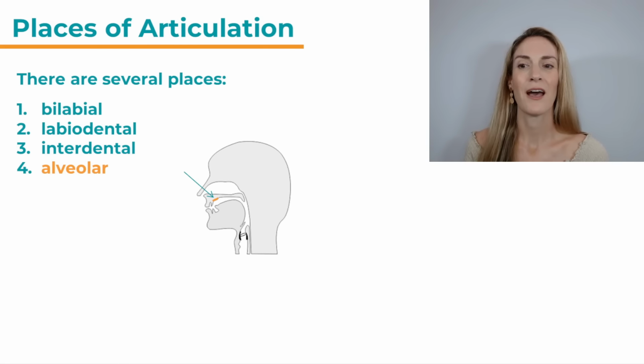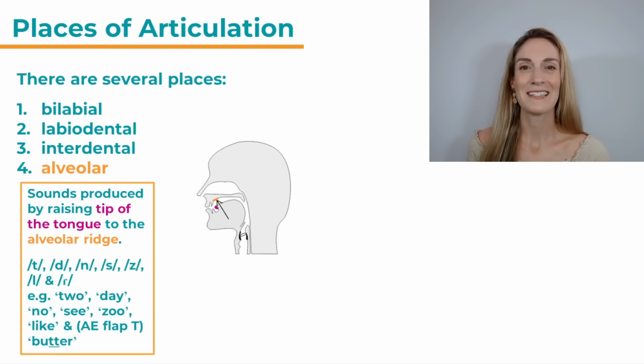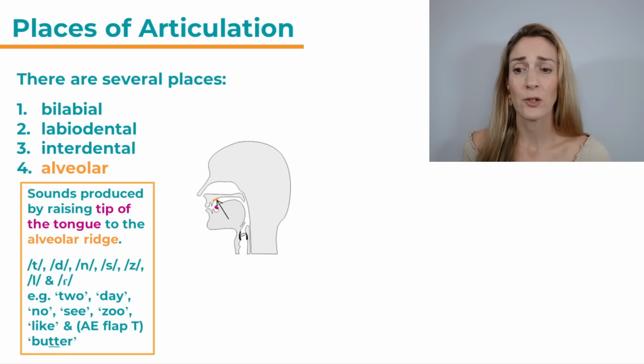Next, we have alveolar. Now, sounds that are alveolar are produced at the alveolar ridge, and that is really the place of articulation. So the sounds are produced by raising the tip of the tongue again. We use the tip of the tongue a lot to form sounds, and it's raised to the alveolar ridge. And in fact, usually there is contact there. Not maybe always, but quite often. So we have quite a lot of sounds that are actually formed in this way.